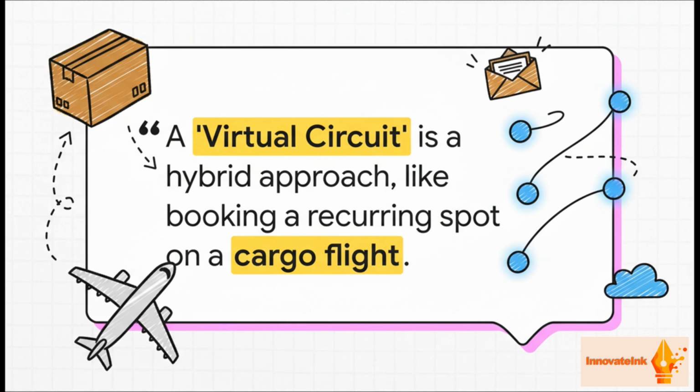Naturally, people thought, isn't there a middle ground? And there is. It's called a virtual circuit. This is kind of like booking a reserved spot on the same cargo flight every single day. You don't own the whole plane, but all your packages follow the same logical path, giving you a bit of that reliability while still being flexible.